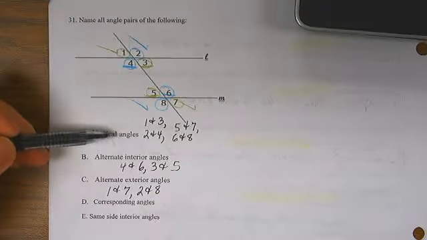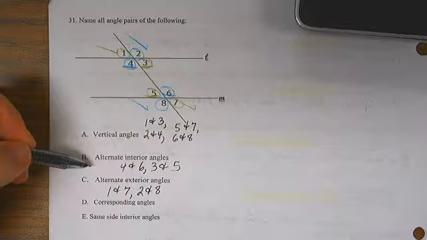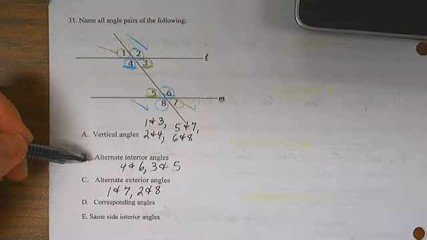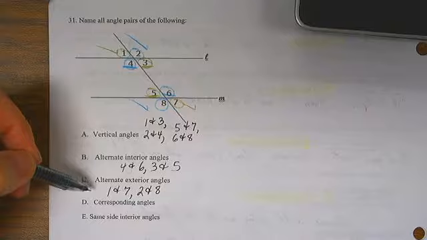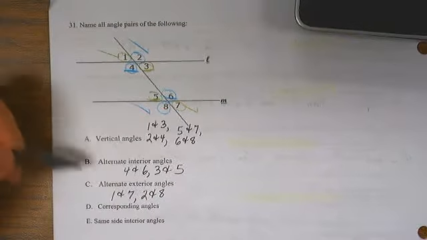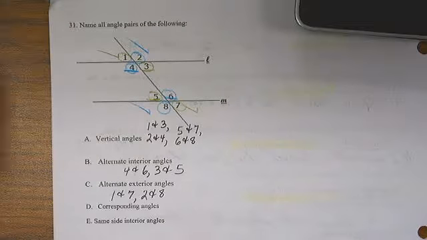Vertical angles are congruent. Alternate interior angles are congruent. Alternate exterior angles are congruent. Corresponding angles are congruent.